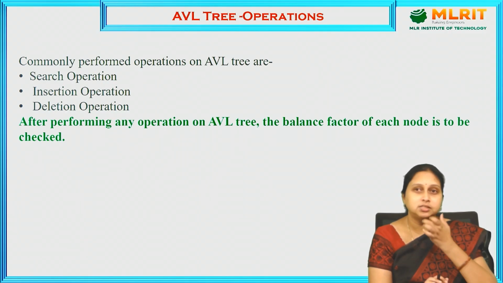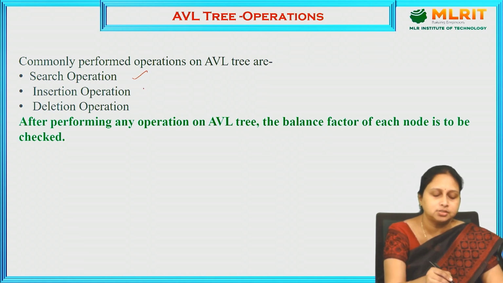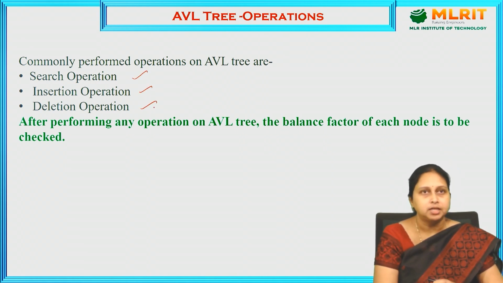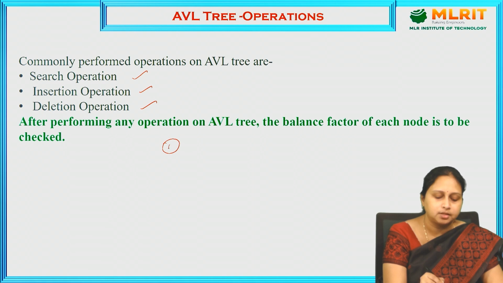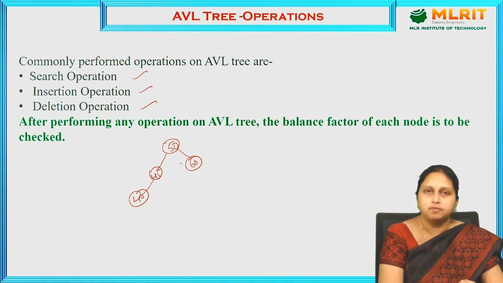When you look at the AVL tree operations, here we are going to perform 3 operations: search, insertion and deletion. Searching is similar to the BST, how we search the element. Suppose you have been given some nodes with 50, 45 and 40 and 60. Consider this is the tree which you have been given. How are you going to perform the searching? Suppose I want to search the element 40.